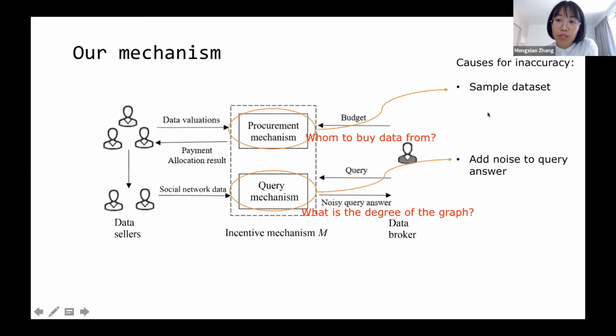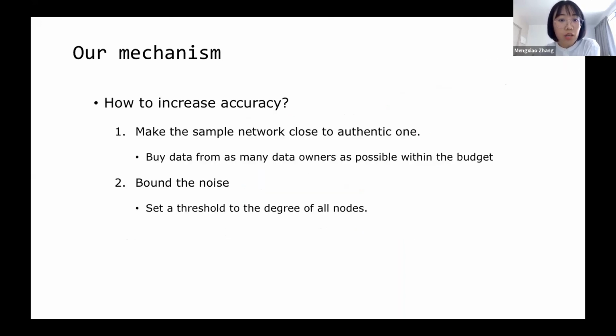As you can see here, there are two causes of inaccuracy. First, due to the budget, the procurement mechanism may not be able to afford to buy data from all the data sellers, so the query is conducted on just a sample network. Further, to preserve privacy, the query mechanism adds some noise to the query answer derived from the sample network, which will further compromise the accuracy of the query answer. So we are going to address these two problems. Firstly, we make the sample network close to the authentic one by buying data from as many data owners as possible within the budget. Also, we bound the noise by setting a threshold on the degree of all nodes.